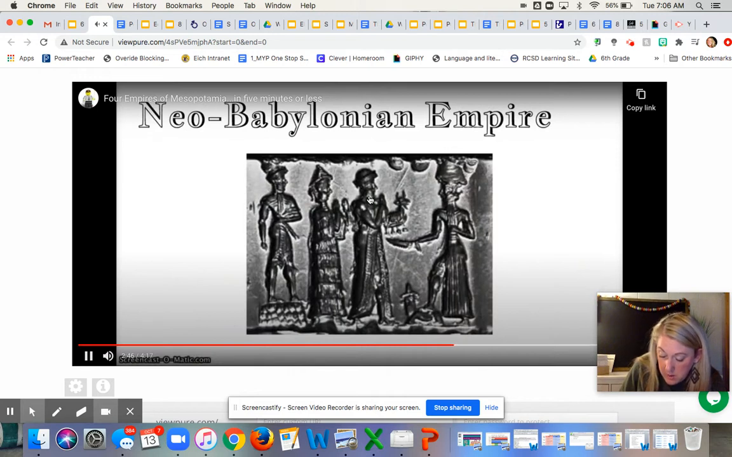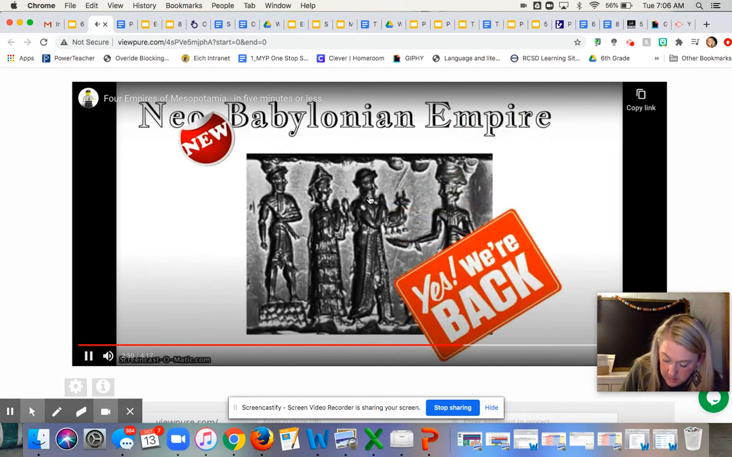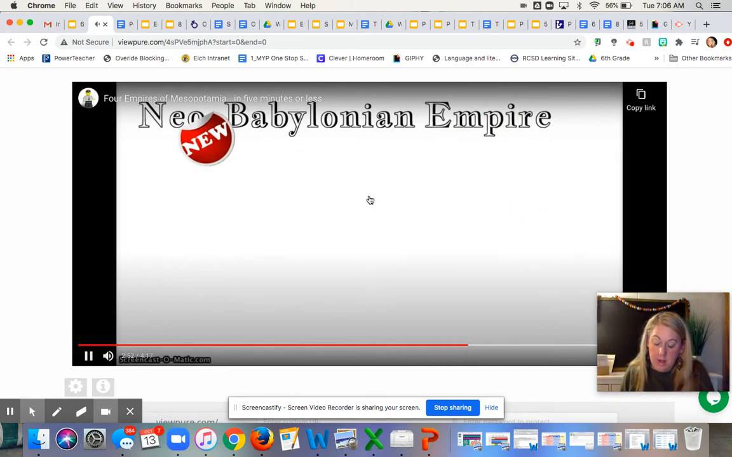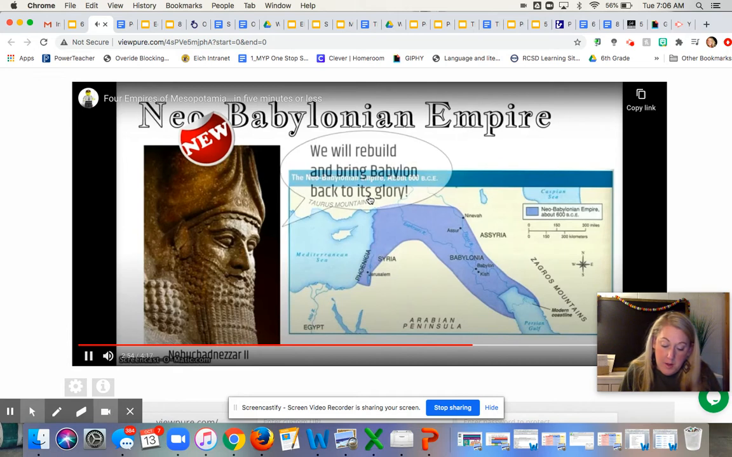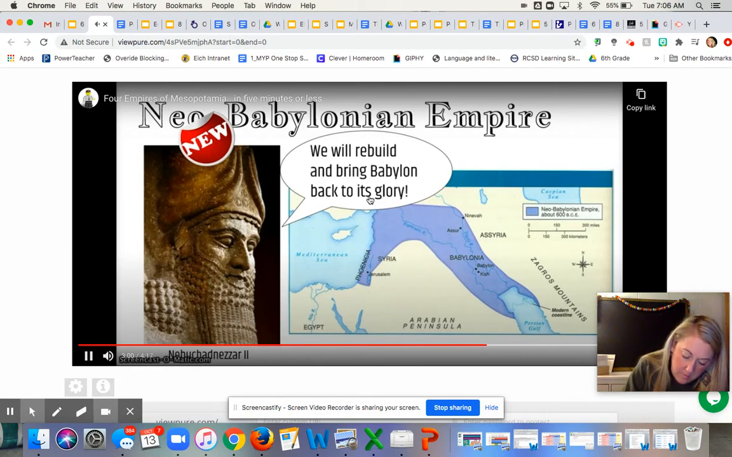Eventually, the Babylonians once again took control of the area. The Neo-Babylonian Empire's most famous king was Nebuchadnezzar II. Nebs ruled for over 40 years and expanded the empire whenever he could. Nebs worked hard to return the capital of Babylon to the riches it had enjoyed under Hammurabi.